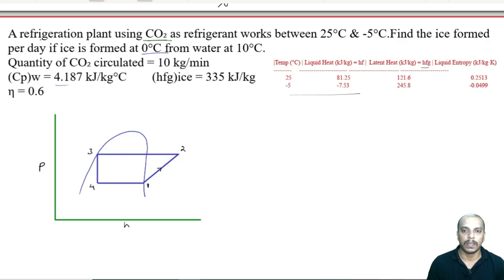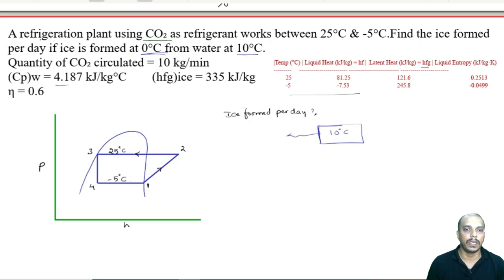So, the temperature here is the condenser temperature, which is 25 degrees Celsius, and the temperature here is minus 5 degrees Celsius, alright. Find the ice formed per day. So, we are interested in ice formed per day. Using this refrigeration cycle, we will have to find out what is the ice formed per day. But you must know that we are forming the ice from water which is at 10 degrees Celsius.